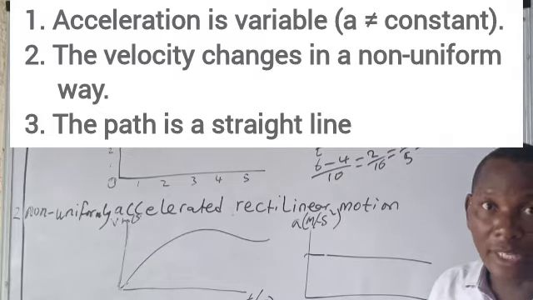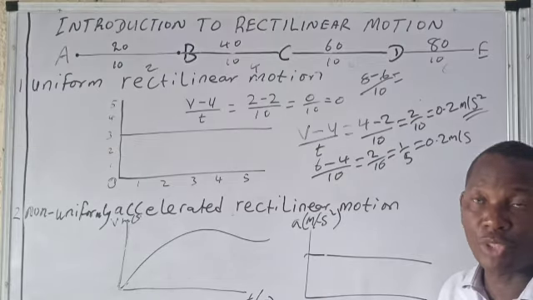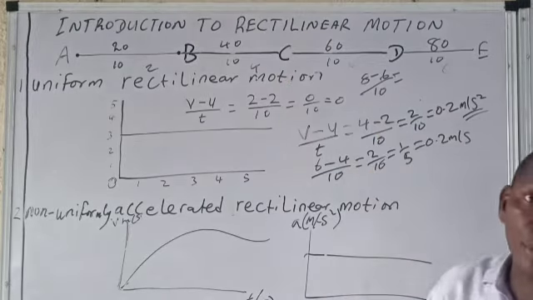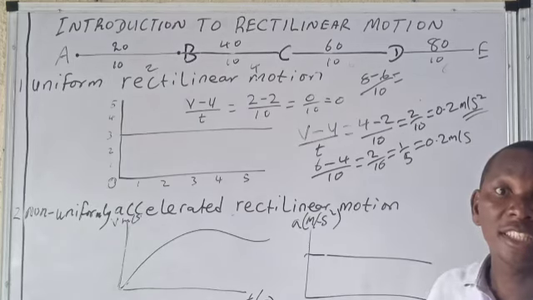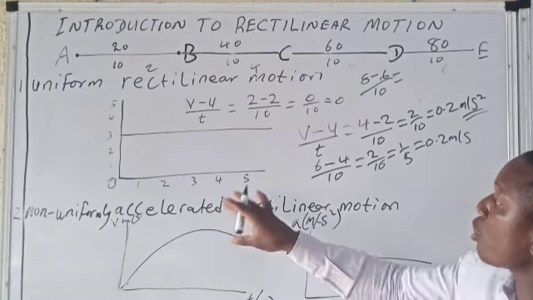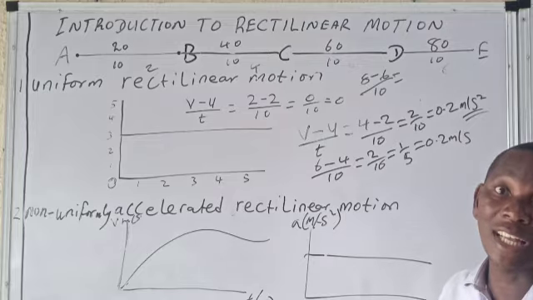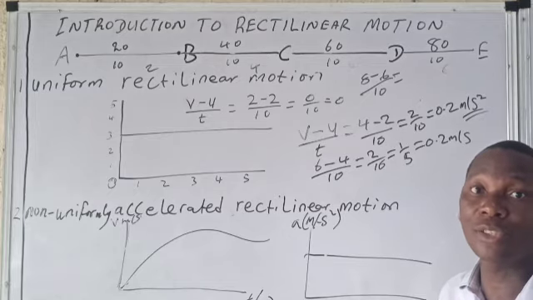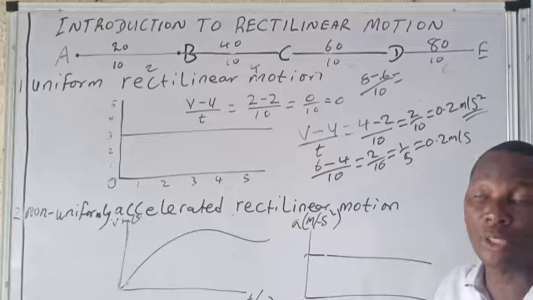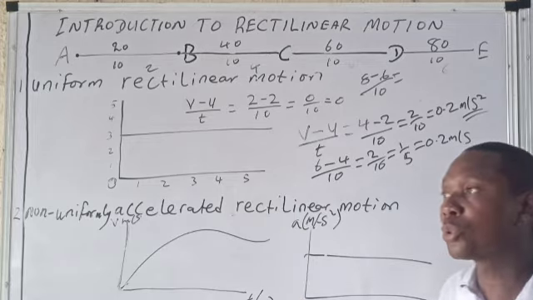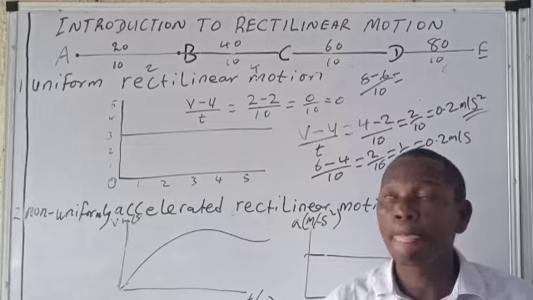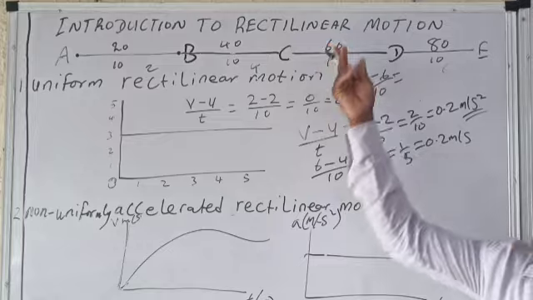So first, it has to be in a straight line. You know that because it's a rectilinear motion. But in this case, the acceleration is changing. It's not constant like the uniformly accelerated. And the last part is that the velocity is not constant. So it's not changing at a regular interval. So please take note. This is just an introductory class to rectilinear motion.